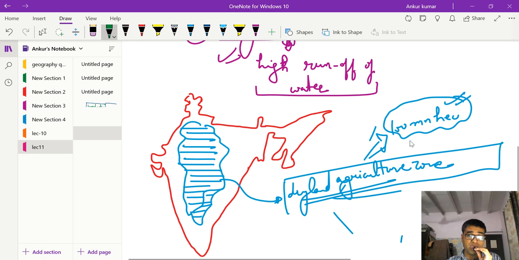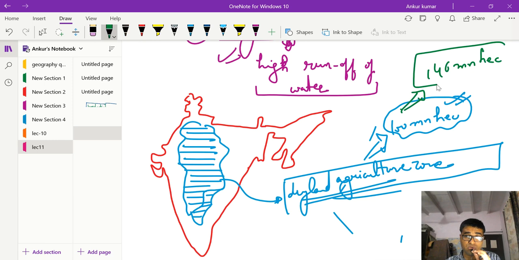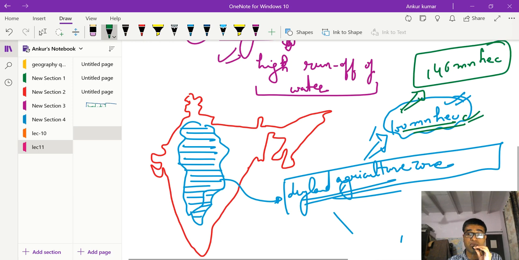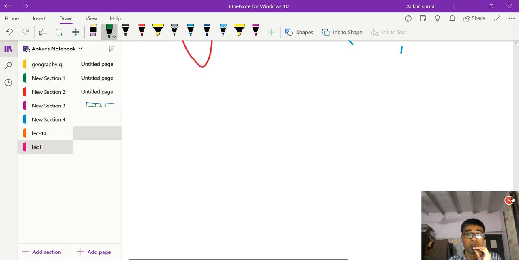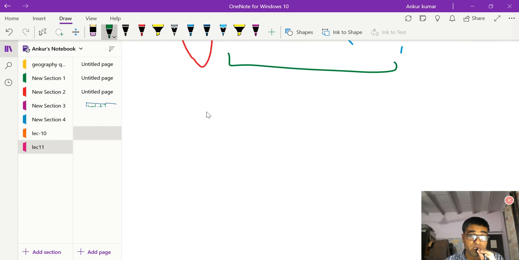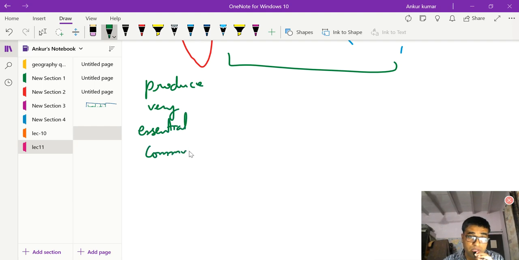And just now we said that in India we cultivate close to 146 million hectares. This is the net sown area of India, and 100 million hectares is very huge. That means this area is not something we can call worthless or useless in terms of agriculture. This region has very high potential, not just potential, but it produces very essential commodities.